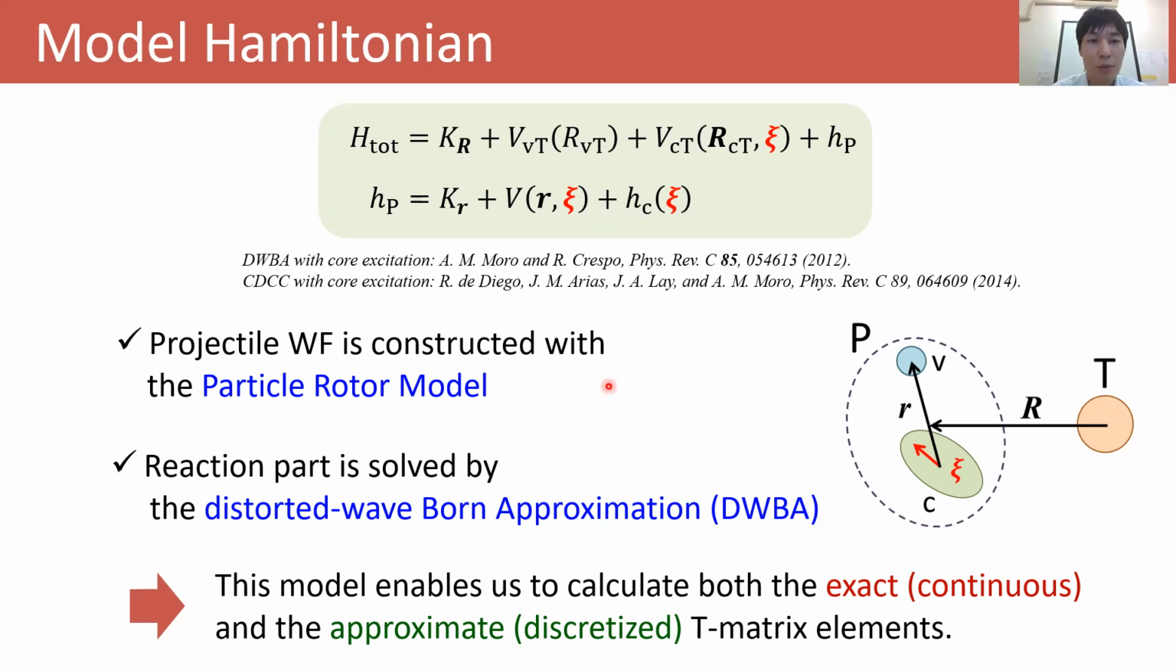And for the present purpose, we took the distorted wave Born approximation as a reaction part, because this model enables us to calculate both the exact and approximate T matrix elements. We can directly compare these two results.